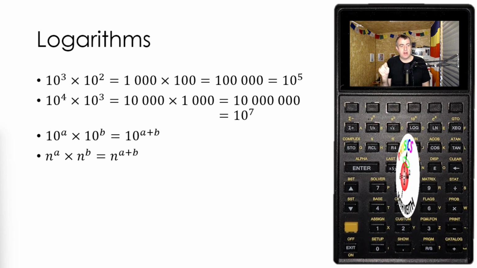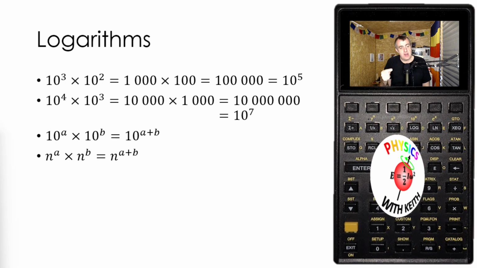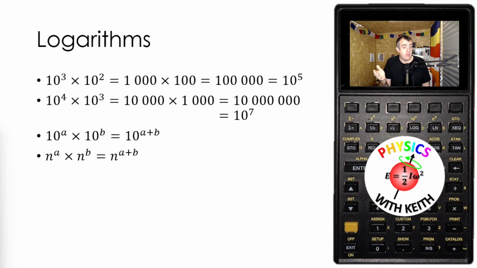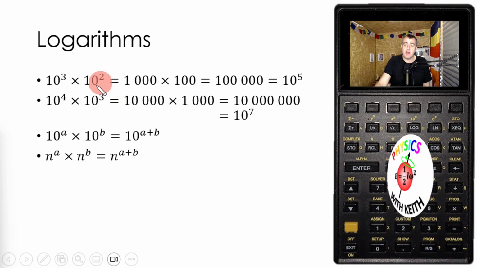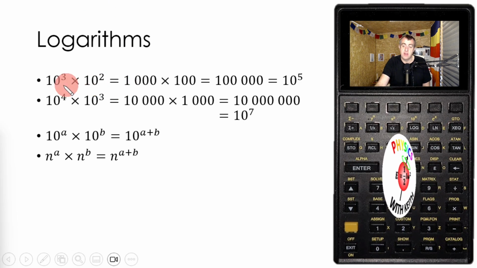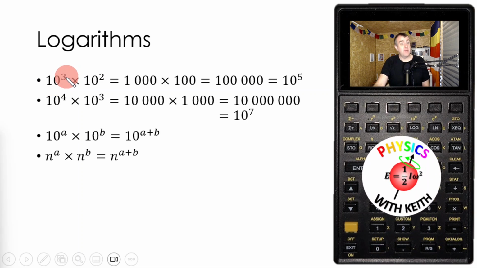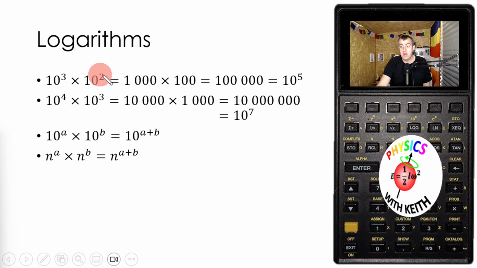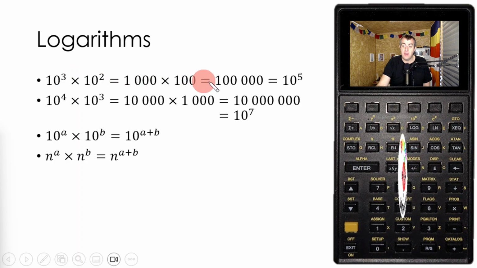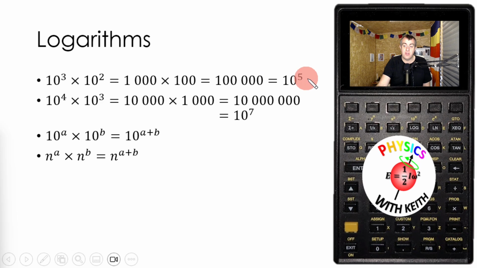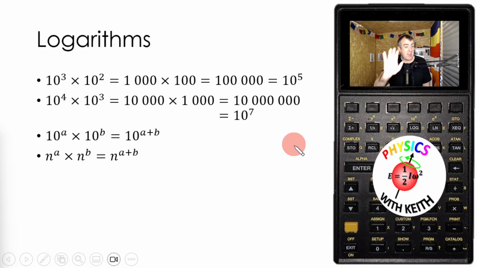I'm hoping these are all quite easy to follow. 10 to the power of 3, otherwise known as 1,000, and 10 to the power of 2, otherwise known as 100. 10 to the power of 2 is 10 times 10, it's 100. 10 to the power of 3 is 10 times 10 times 10, so that's 1,000. And if I times those two together, I get 100,000, which is 10 to the power of 5.